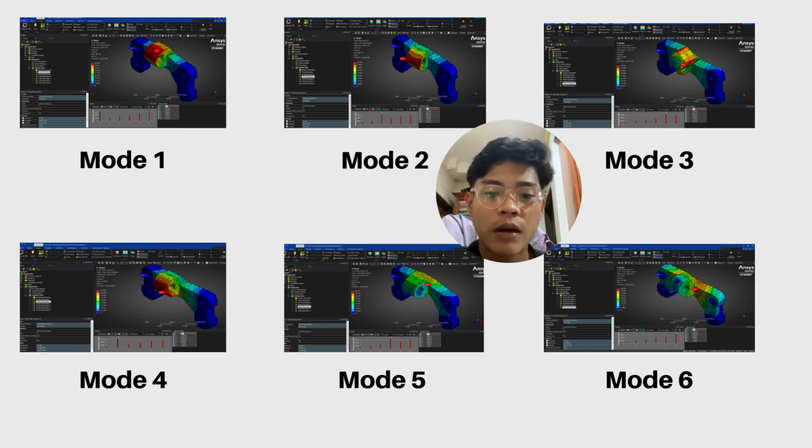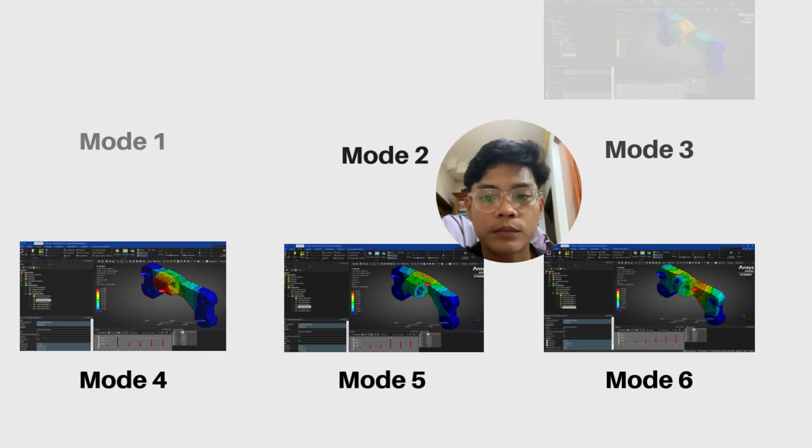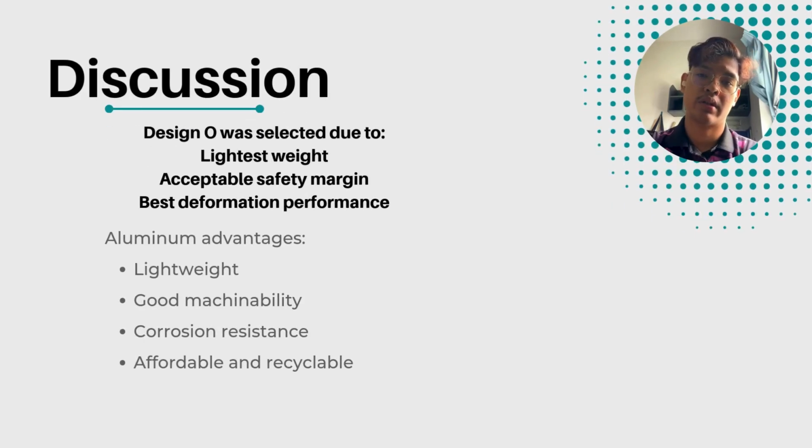All mode frequencies are far above the engine's, so there is no resonance risk. So the visualization confirms from the simulation data that the frequency and deformation values meet the requirements. Okay, now it's time for the discussion part.